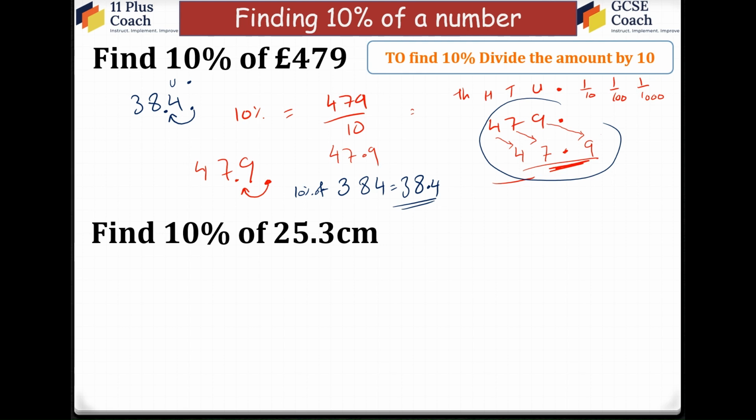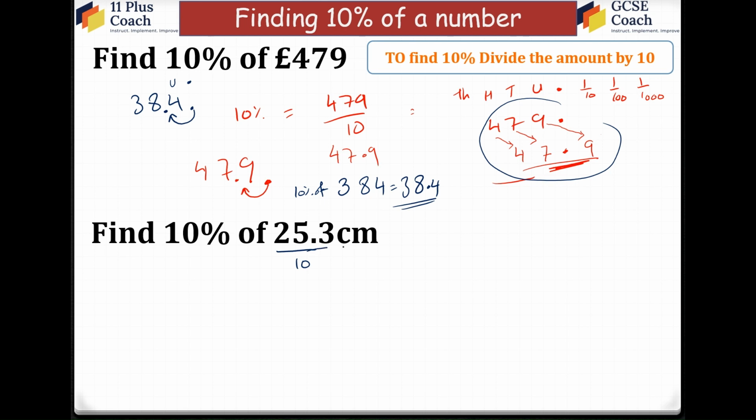Pause the video and try this question by yourself and see what you get. Hopefully you've had a go at this question. So the question is 10% of 25.3 centimeters. So remember, to find 10%, you divide it by 10. So all I need to do is get the 25.3 and divide it by 10.